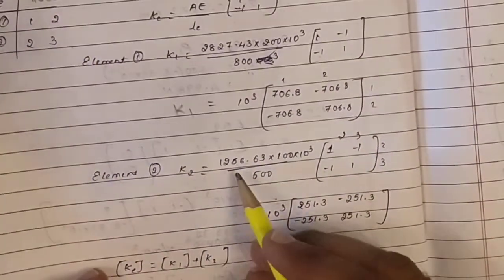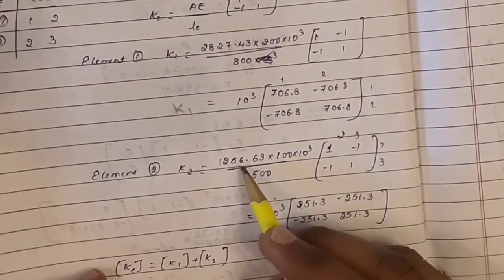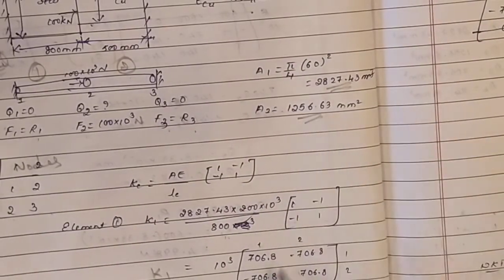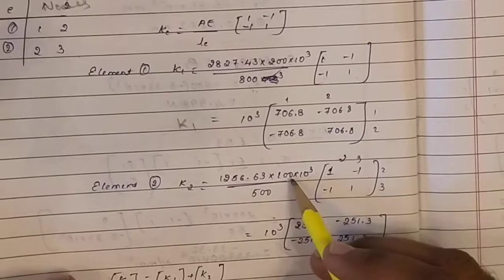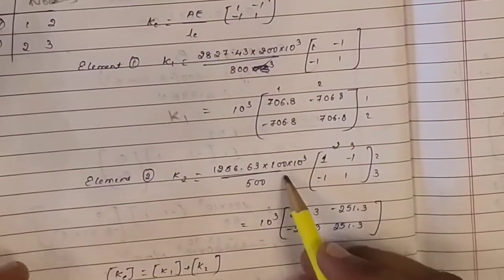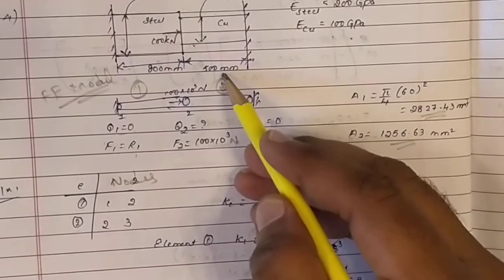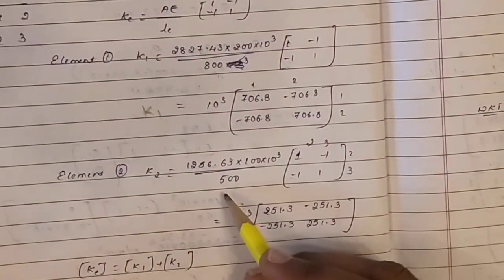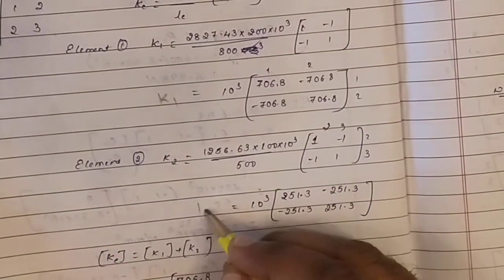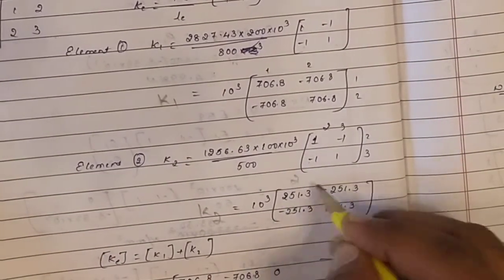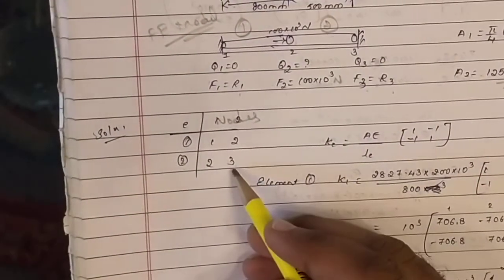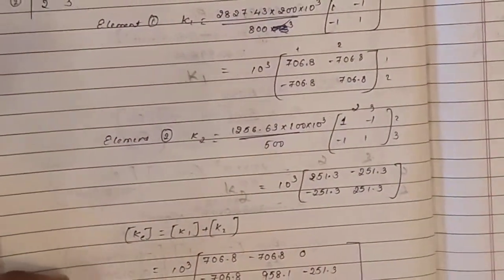Similarly, go for element 2, A2 E2 by L2. A2 is 1256.63, then E2 is 100 GPa, so 100 into 10 power 3 MPa, and L2 is 500. Then the matrix [1 -1; -1 1]. So K2 is between the nodes 2 and 3, 2 3 2 3.